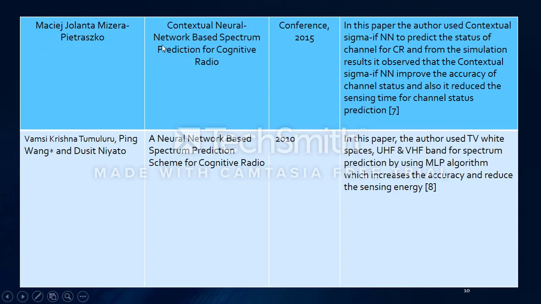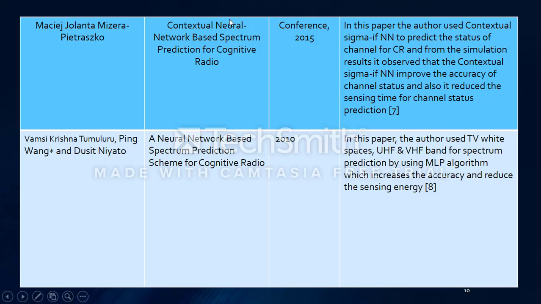Next one is Contextual Neural Network Based Spectrum Prediction for Cognitive Radio, and their authors are Maciej Huk and Jolanta Mizera, which is published in 2015. In this paper, the author used contextual Sigma-if neural network to predict the status of channel for cognitive radio, and from the simulation results, it is observed that the contextual Sigma-if neural network improved the efficiency of channel status and also reduced the sensing time for channel status prediction.